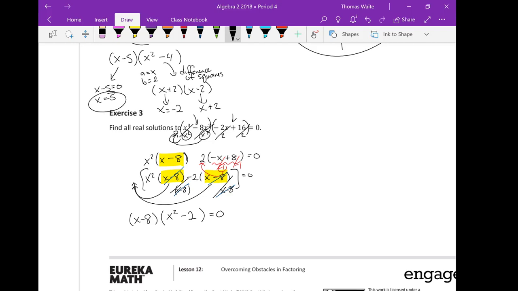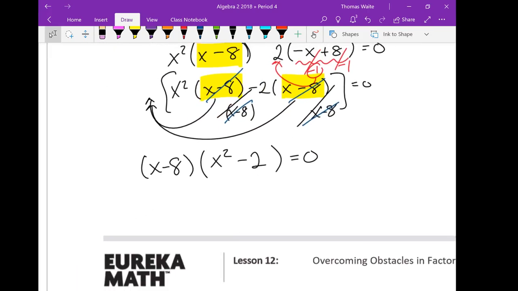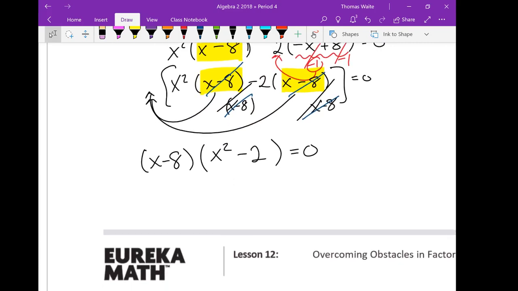Process, right? We looked for groups of factors. We found big factors. We pulled them out, made any adjustments we needed to, and then we're just left with this. We can solve this one right away. I know that's going to give me a solution of x equals positive 8, because 8 minus 8 would give us 0.